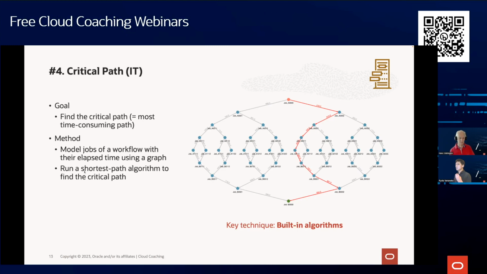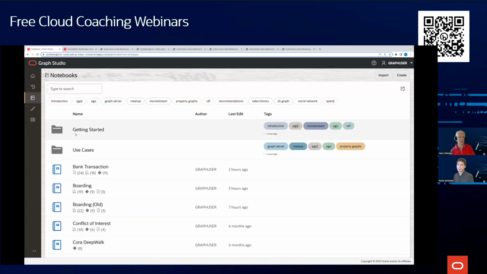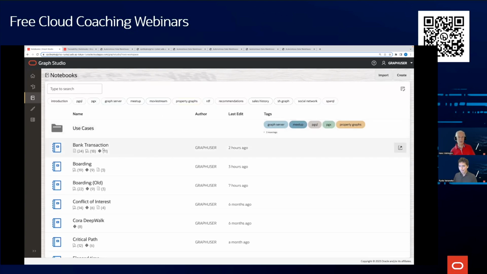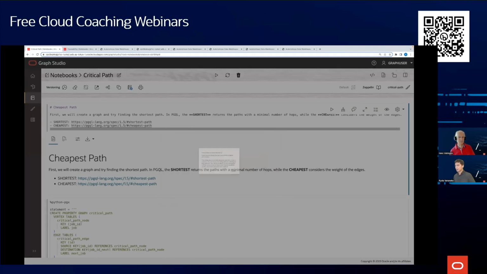So it's not like shortest path but longest path, but for getting the longest path, we need to use a shortest path algorithm. So we need a kind of variant of built-in algorithms, and we can use the built-in algorithms of our product, because Oracle Graph itself has more than 60 built-in algorithms. So let me open the critical path notebook.